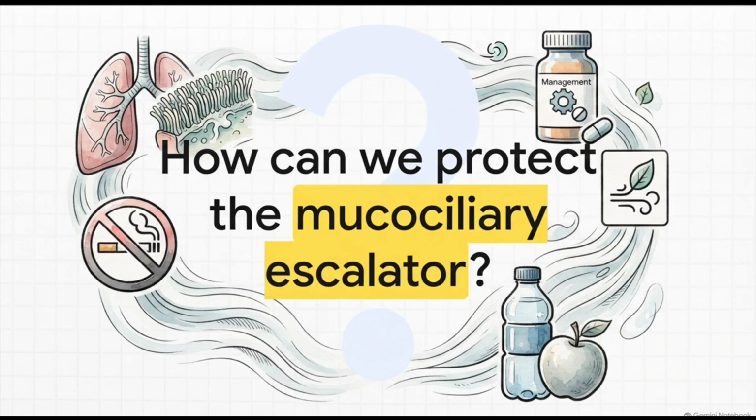If pneumonia is truly a cascading failure of our physical and immune defenses, it leaves us with a pretty vital question to end on. How can we better protect our mucociliary escalator in our everyday lives? Whether that's avoiding smoking or actively managing chronic diseases, how do we stop the perfect storm before it even has a chance to begin? It's a really powerful reminder that lung health starts way, way before the infection ever arrives.